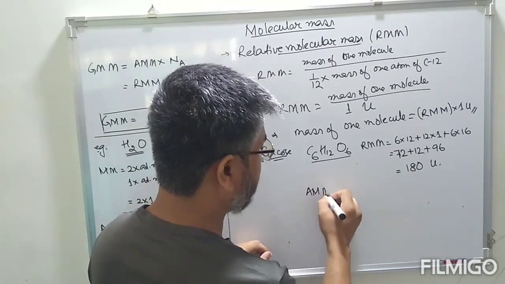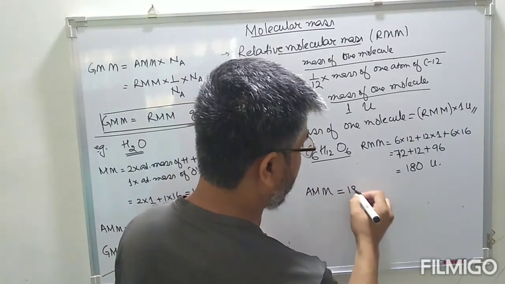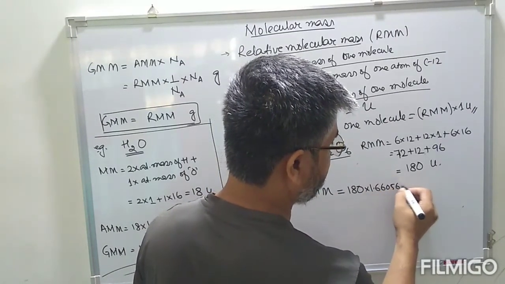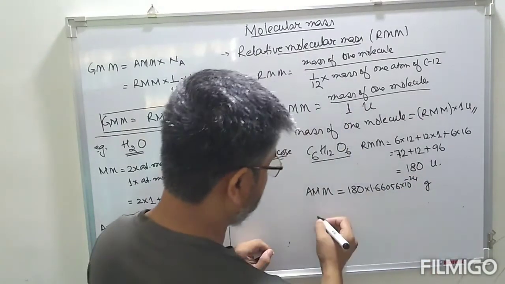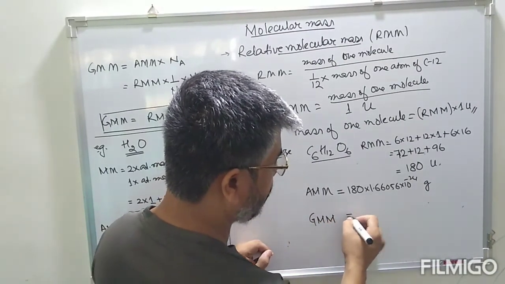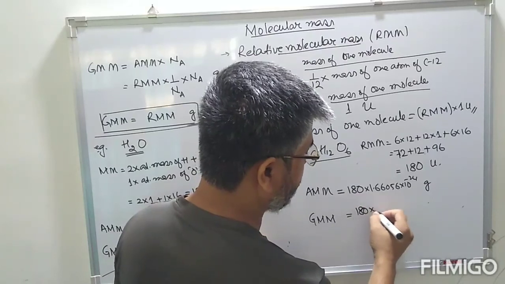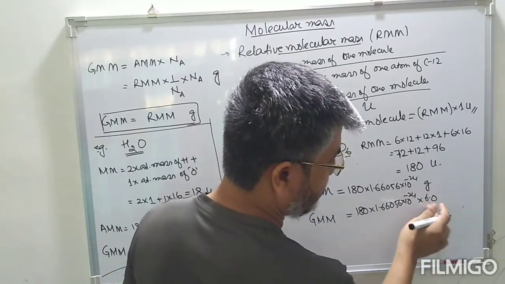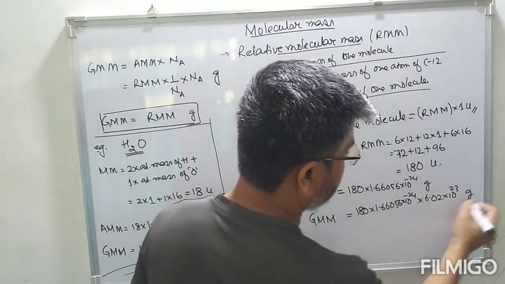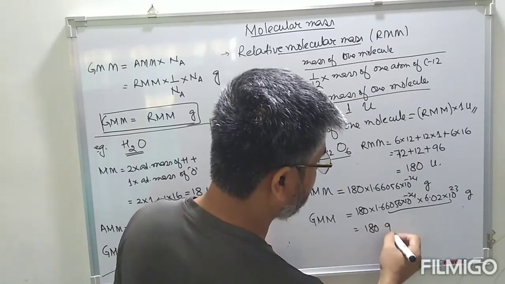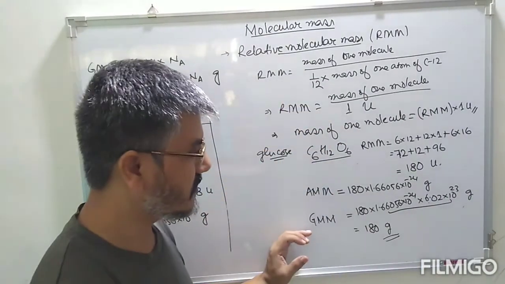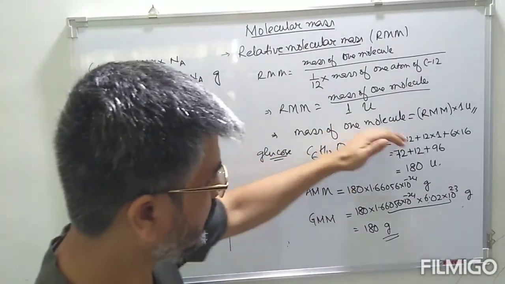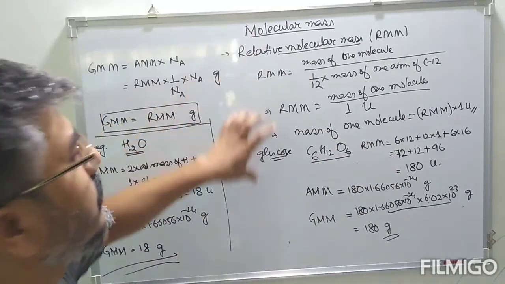Therefore the absolute molecular mass of glucose is 180 into 1.66056 into 10 to the power minus 24 gram, and the gram molecular mass of the glucose molecule is 180 into 1.66056 into 10 to the power minus 24 into the Avogadro number, 6.02 into 10 to the power 23, gram. So this comes out to be 180 gram. If any molecule is given, then to find the molecular mass, you just add the atomic masses of all the atoms present in the given molecule of the substance, that is molecular mass.